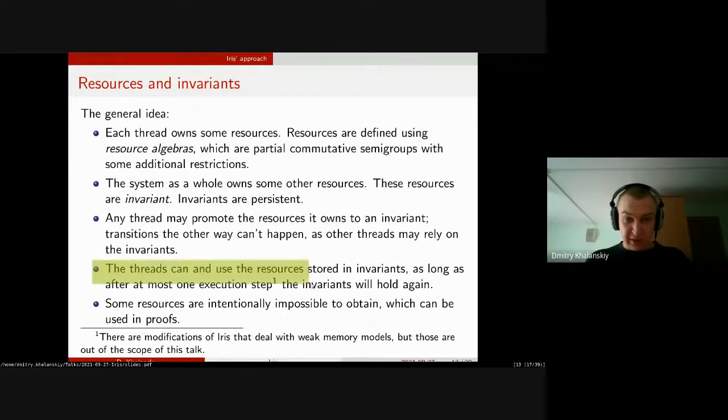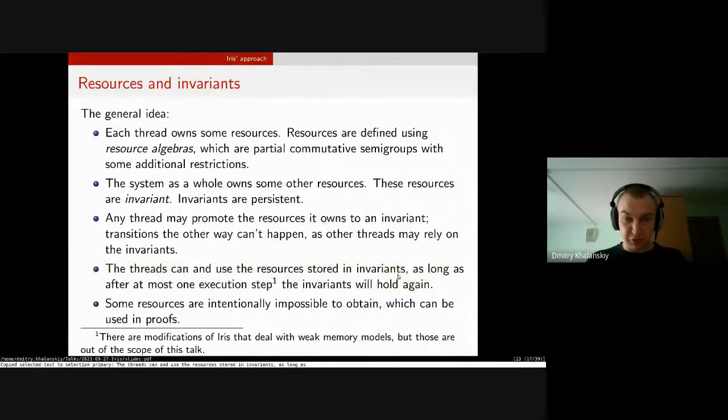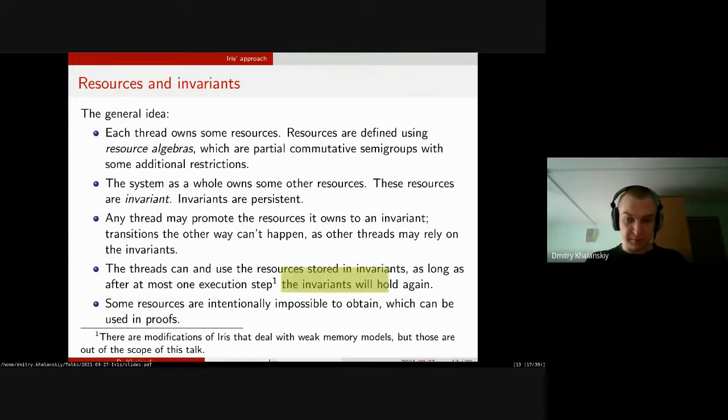The threads can use the resources stored in invariants as long as they take the proper care that at most one execution step later, the invariants will once again hold. So no other thread will be able to detect that the invariants were at some time violated. Here's a footnote that says that if you want to deal with weak memory models, it is possible with some modifications of Iris, but not Iris itself.